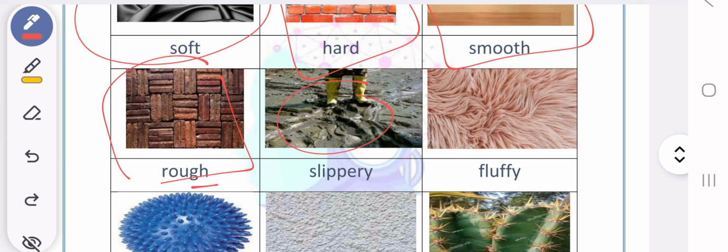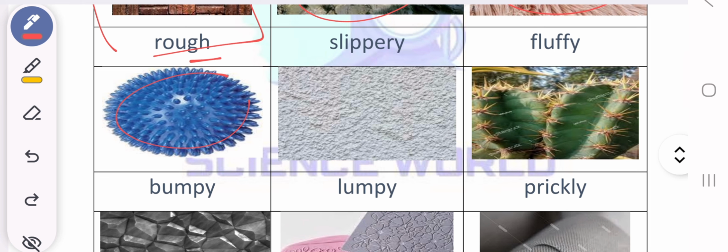And this picture, it's so slippery, like the mud. This pillow is so fluffy. And this ball, it's so bumpy. Yes, it looks smooth, but it's not smooth. It's bumpy, like the blocks. And this one, it's so lumpy. Lumpy means it's rough, a little bit rough. But the cactus, it's so prickly.